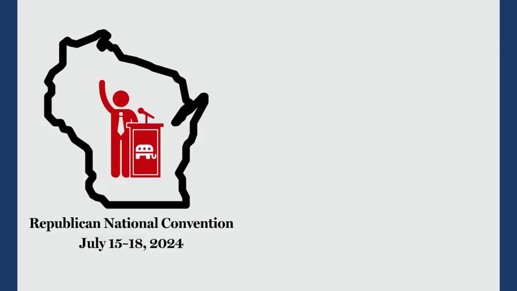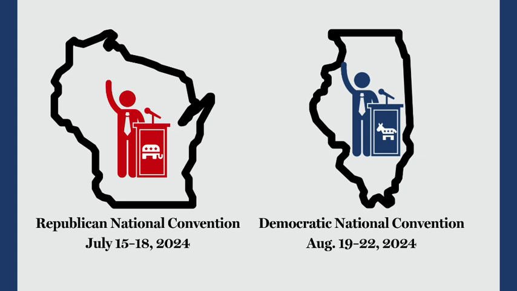Now, Republicans will meet in Milwaukee in July to formally choose the party's nominee. Right now, former President Donald Trump is well ahead of the rest of the field. Democrats will hold their national convention in Chicago in August to name the winner, who will presumably be President Joe Biden.